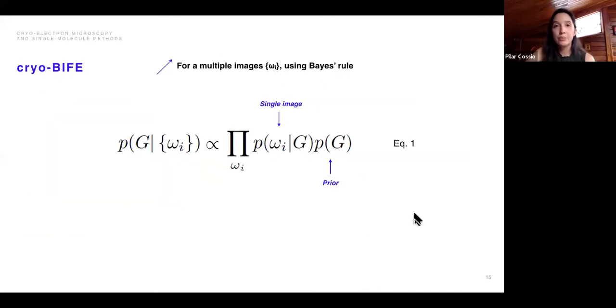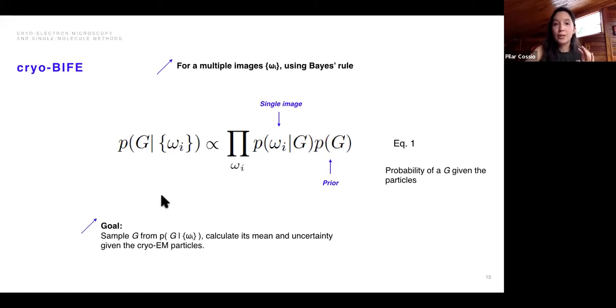And then we can generalize this for multiple images. We assume that the images are independent. So we take the product of the probability of a single image given the free energy, the expression that I just showed you, times a prior probability. And so using Bayes' rule, we can obtain the posterior probability of a free energy profile along the path given the Cryo-EM images.